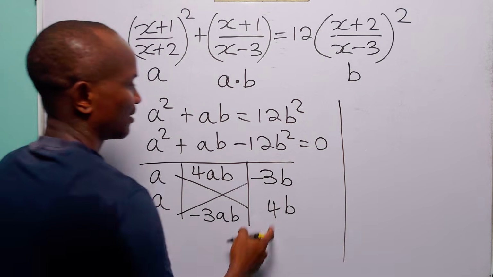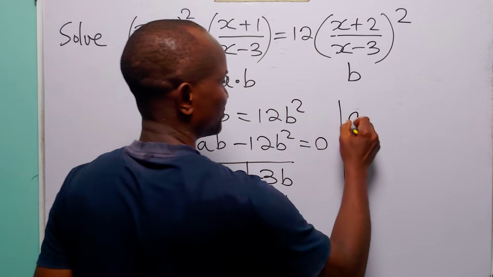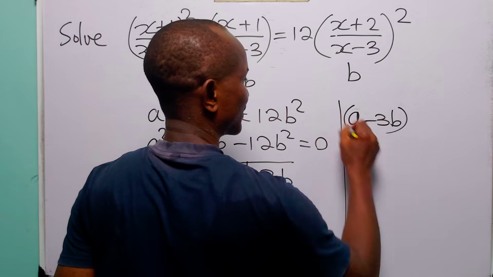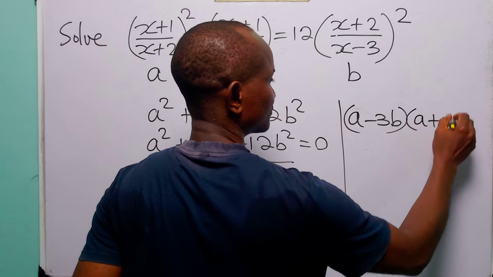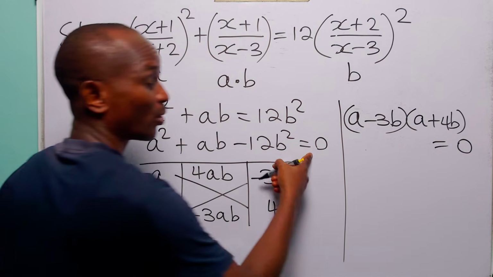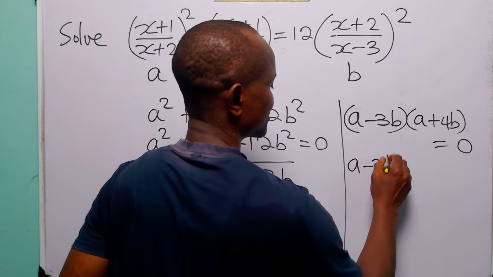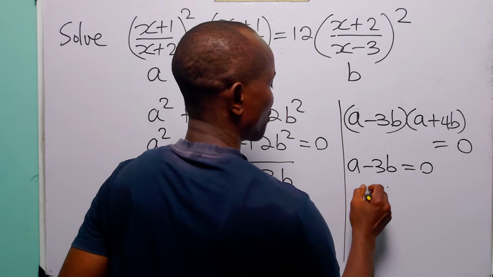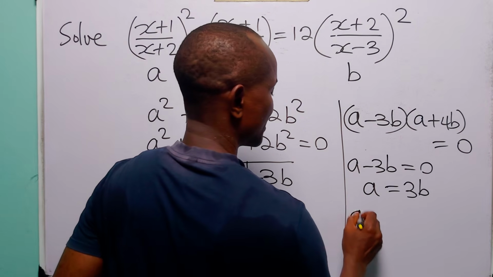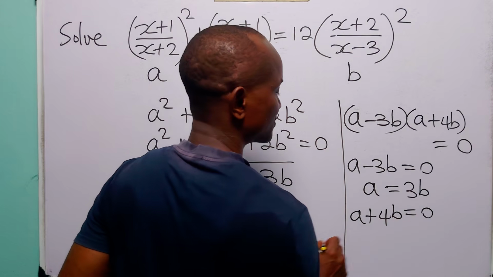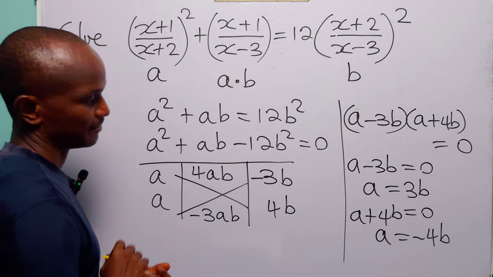That simply means that when we factorize the left-hand side of this quadratic equation, we have a minus 3b multiplied by a plus 4b. And of course, this is equal to 0. Now, from here, we have that either a minus 3b is equal to 0, from where a is equal to 3b, or a plus 4b is equal to 0, from where a is equal to minus 4b.